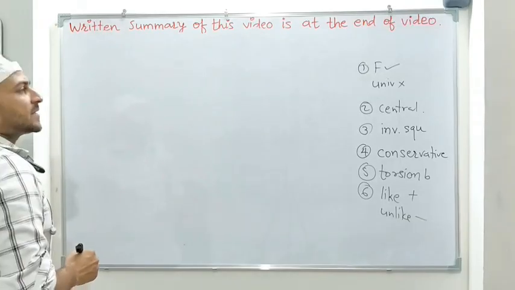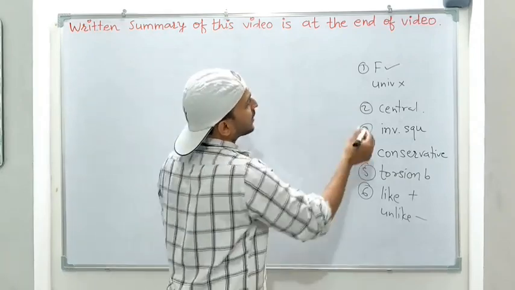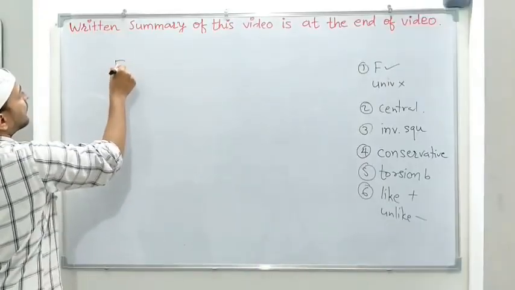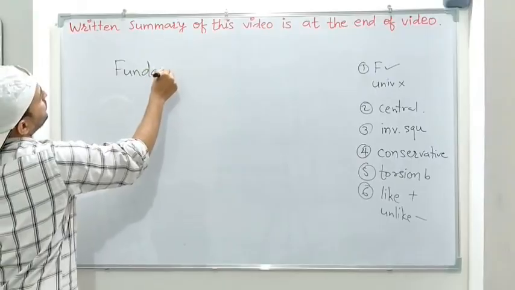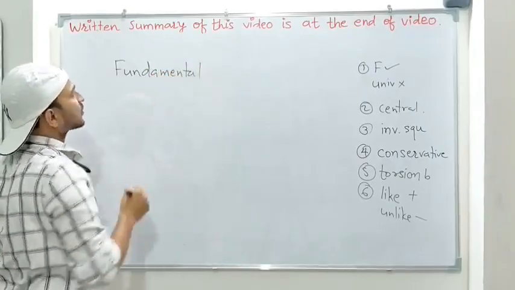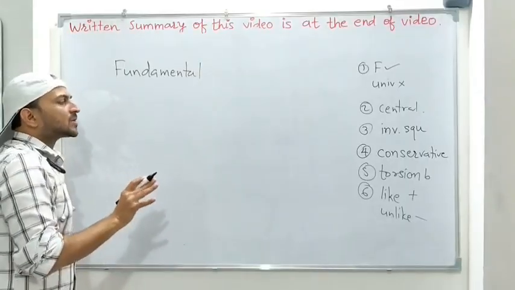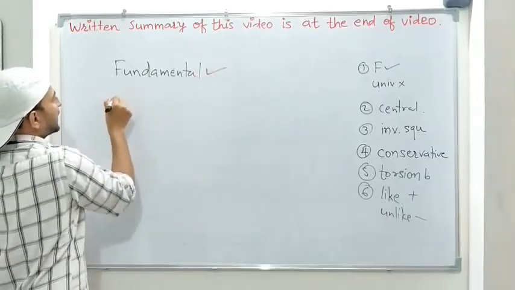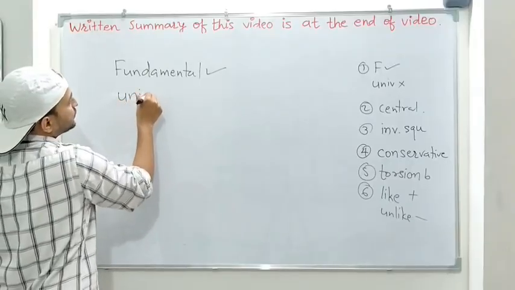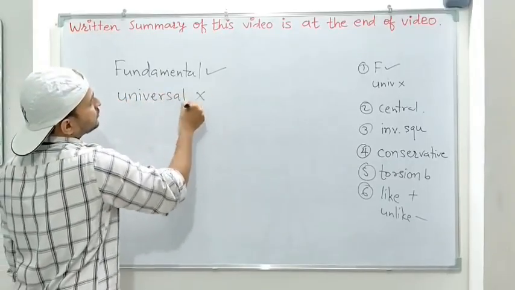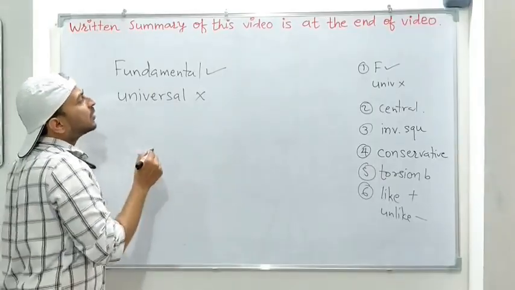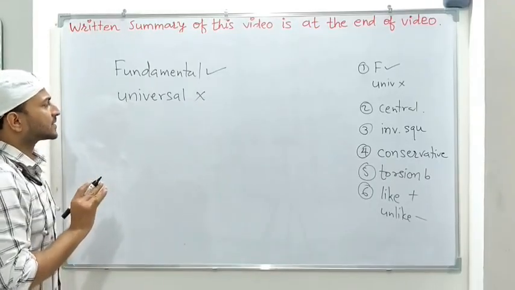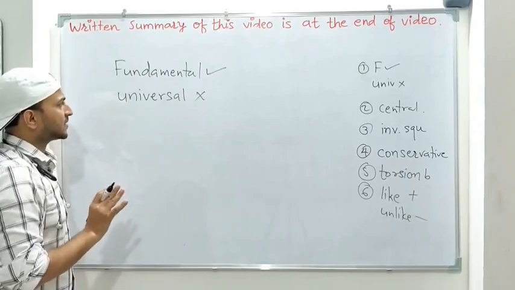Now let us discuss some characteristics of Coulomb's law. So Coulomb's law is a fundamental law. Very basic law. All charged particles obey this law. So it is fundamental, but it is not a universal law. A universal law is a law that is applicable in the entire universe, anytime, any situation.